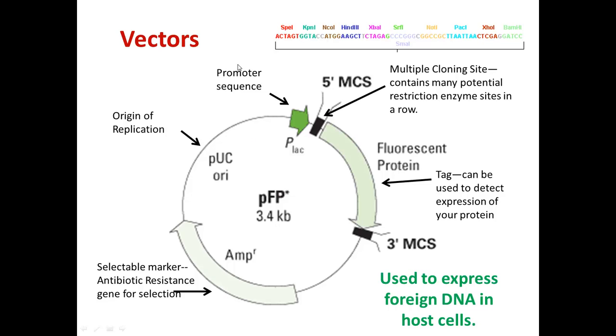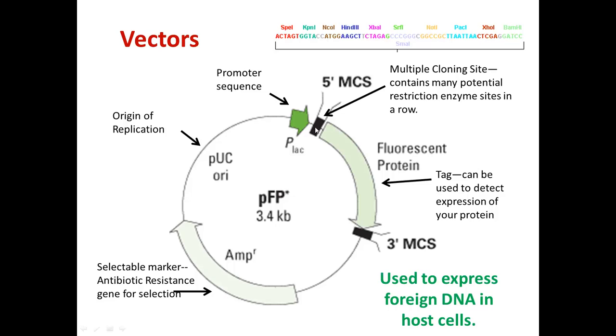So then we also have a sequence, we have a promoter. And as you probably remember from the transcription and translation chapter, the promoter allows the gene that you're inserting to be expressed. So it's where our RNA polymerase binds so that we can express a foreign gene in our bacterium.